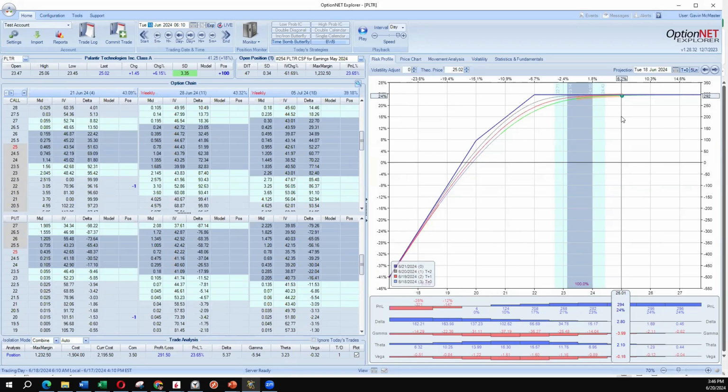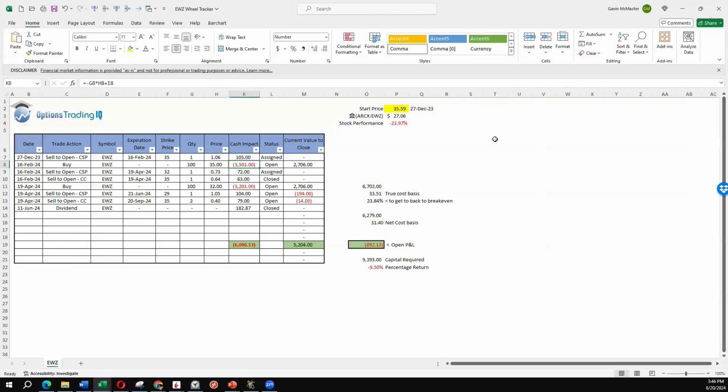It's really awesome for doing stuff like this when you're looking at trades like this. So that one worked really well. There is one at the moment that isn't going so well, so I want to walk you through this one as well.